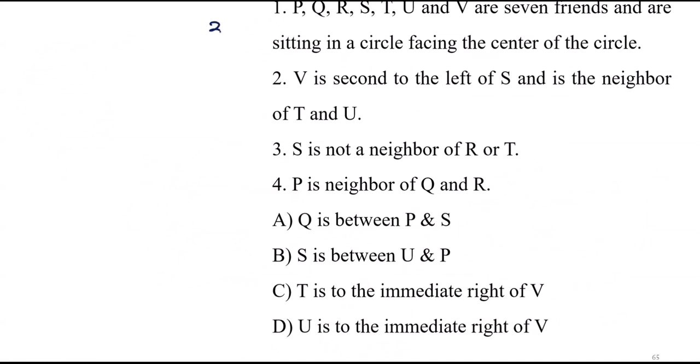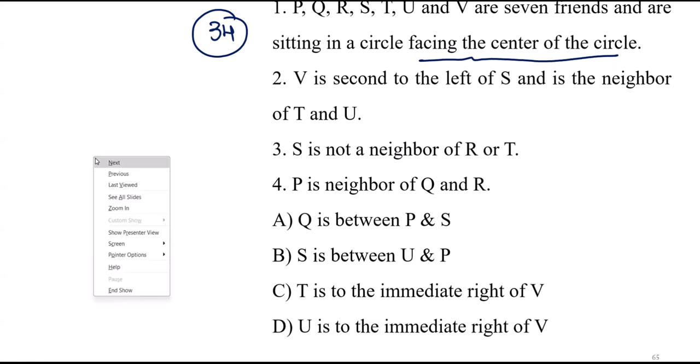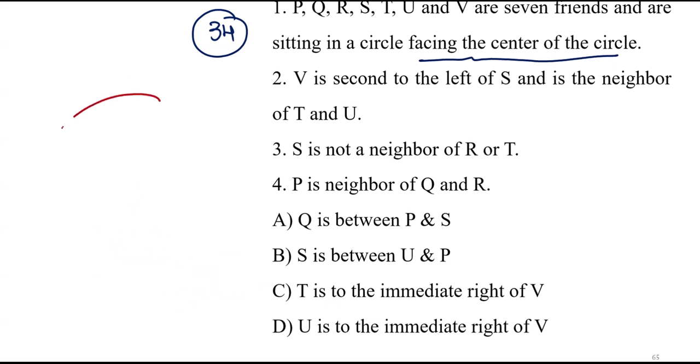Now see about the seating arrangements. Seven friends are facing the center of the circle. All seven people are facing towards the center. We cannot arrange seven people with equal distance. It's not possible in a circle, because 360 degrees cannot be divided by 7. But okay, randomly we'll give some gaps.